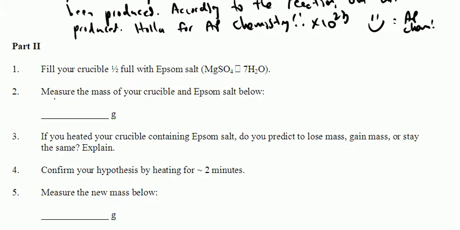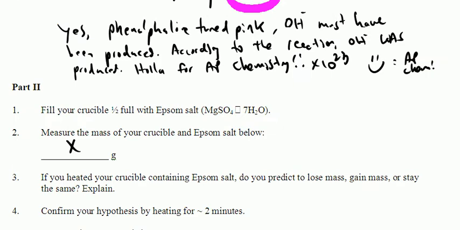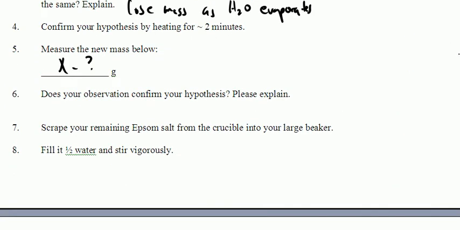Okay, so you should have had some mass, and the new mass should have been that mass minus some number, and basically the question was, do you predict what lose mass? Lose mass as H2O evaporates. The presence of that dot 7 H2Os mean that this compound has been soaked in water. It's what we would call a hydrate. And when you heat it, that water actually dissolves from the surface of it. Does your observation confirm this? It should have been yes.